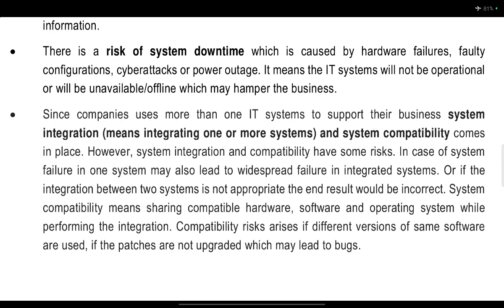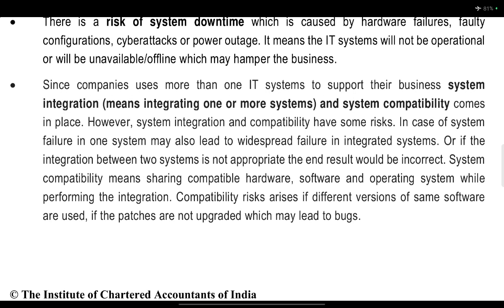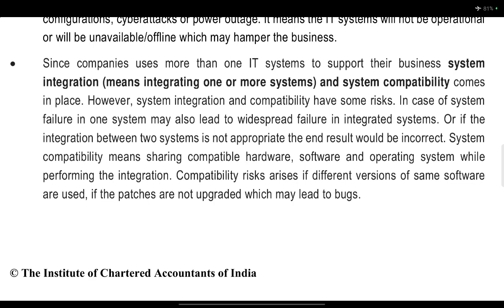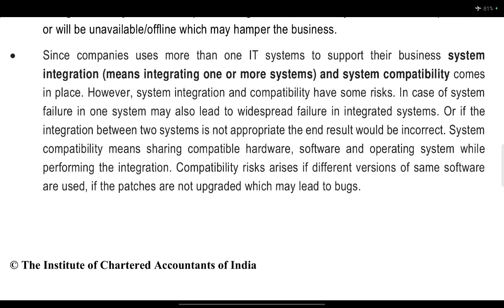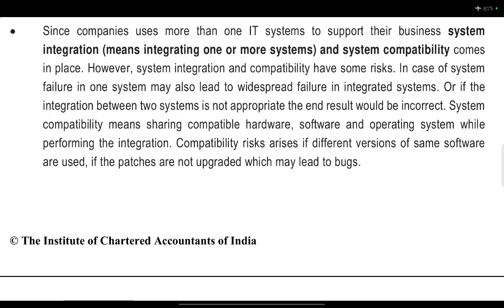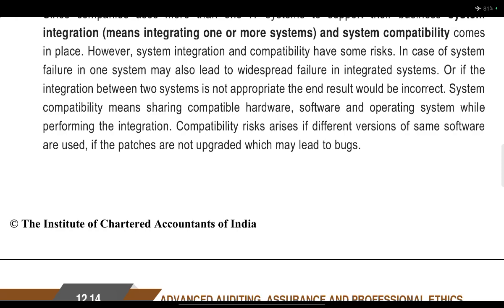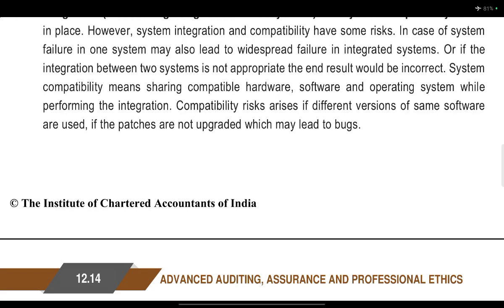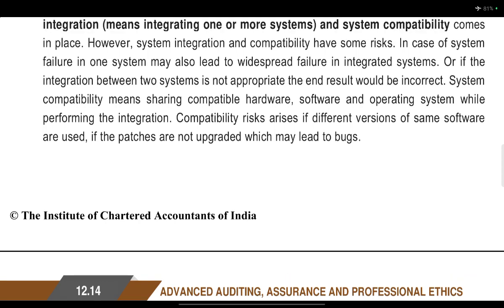Since companies use more than one IT system to support their business, system integration means integrating one or more systems, and system compatibility comes into place. However, system integration and compatibility have some risk. It means failure in one system can also lead to widespread failure in integrated systems. Or if the integration between two systems is not appropriate, the end result would be incorrect.